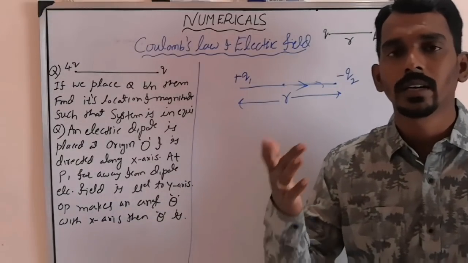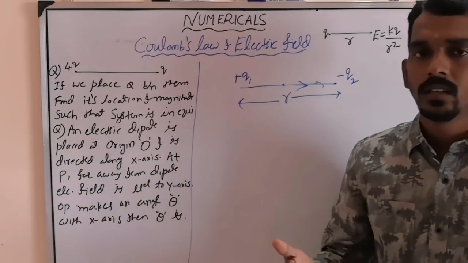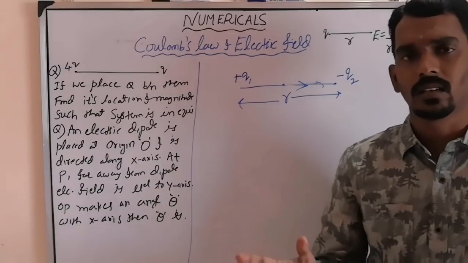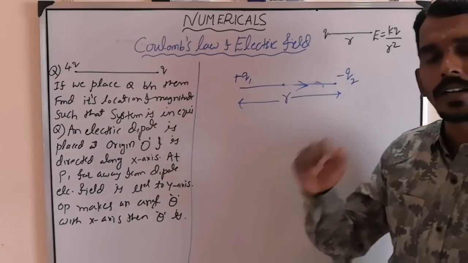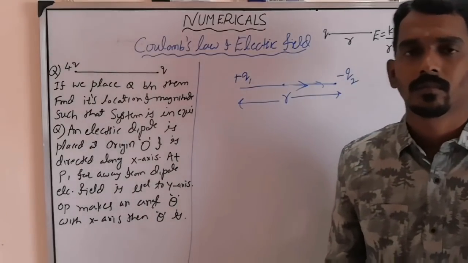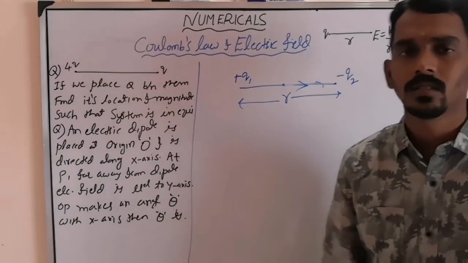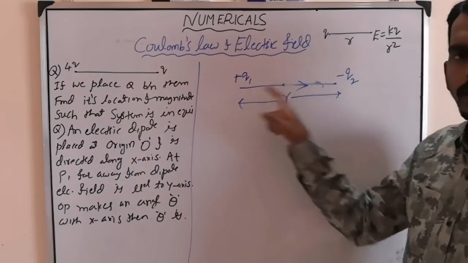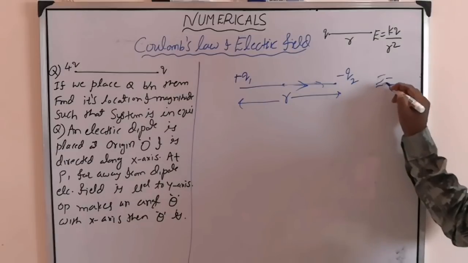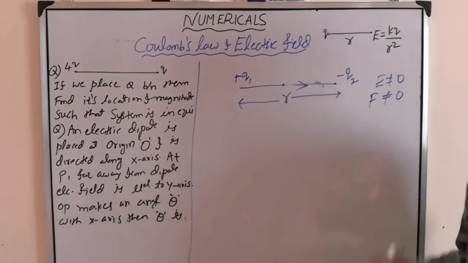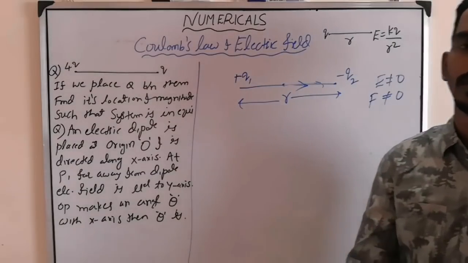Equilibrium means what? The force on it must be 0. They can also ask the equilibrium case. Same thing: you have to place the third charge somewhere such that it is in equilibrium, meaning the force on that charge must be 0. But here, anywhere between the two charges, the field is never 0. When the field is not 0, obviously the force is also not 0. Then there is no question of a null point, and no question of equilibrium.